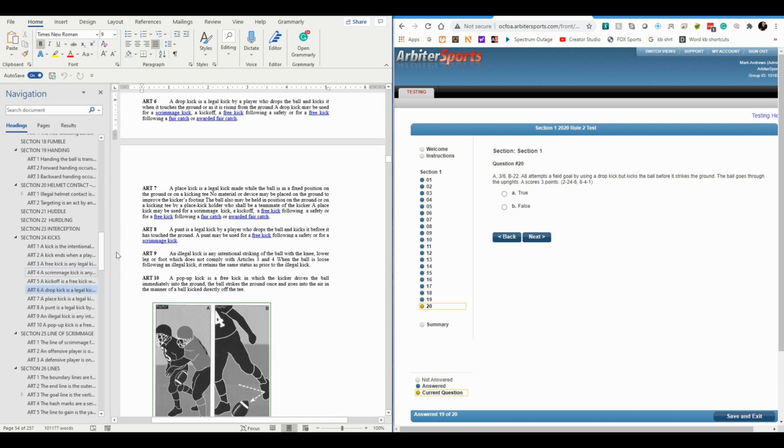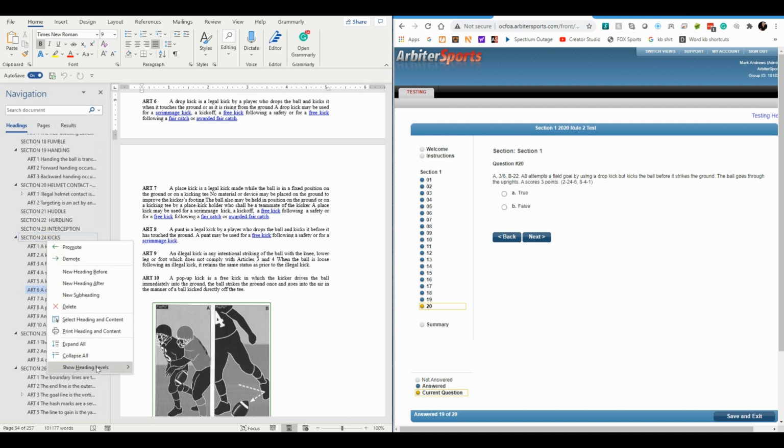So this one defines a drop kick. A drop kick is a legal kick by a player who drops the ball and kicks it when it touches the ground or as it rises from the ground. So this is not a drop kick, right? Really, what is it? It's a kick. It's a scrimmage kick, right? So the ball goes through the uprights. A scores 3 points. Methinks not.